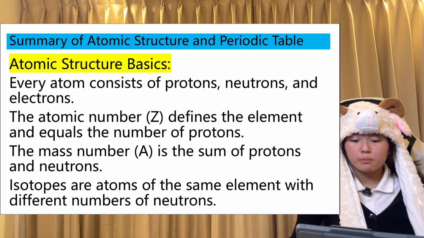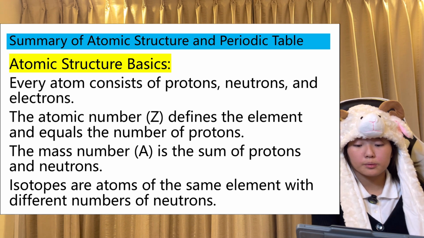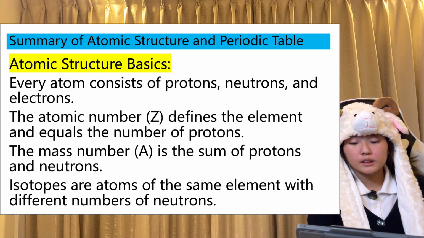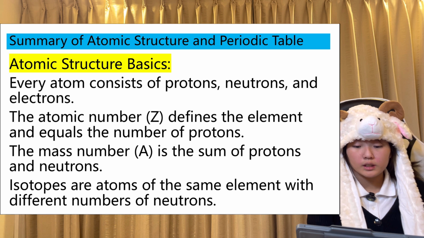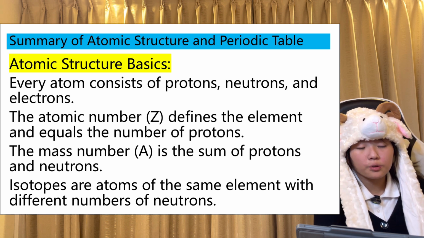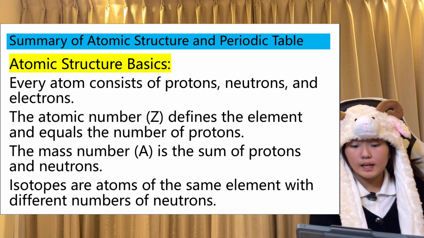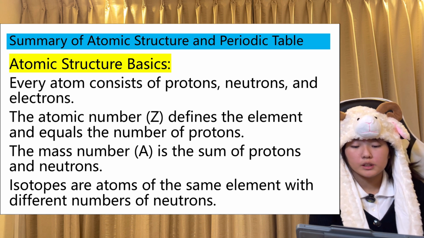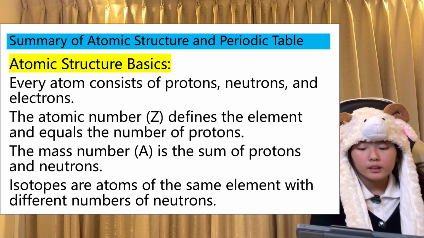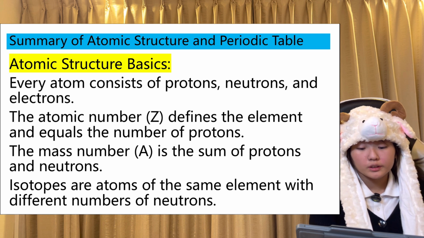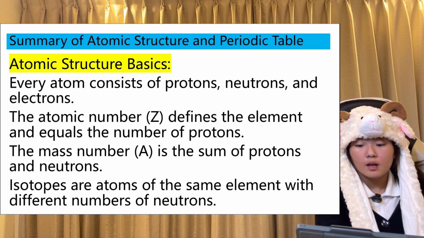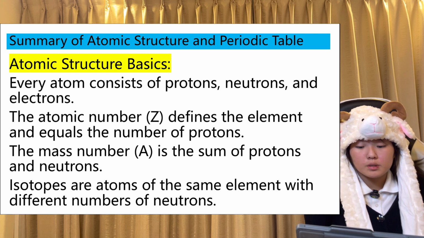I'll move on to the summary of today's lesson. Atomic structure basics. Every atom consists of protons, neutrons, and electrons, except for hydrogen. Hydrogen only has 1 neutron and 0 protons. The atomic number, Z, defines the element and equals the number of protons. The mass number, A, is the sum of protons and neutrons. Isotopes are atoms of the same element but with different numbers of neutrons.